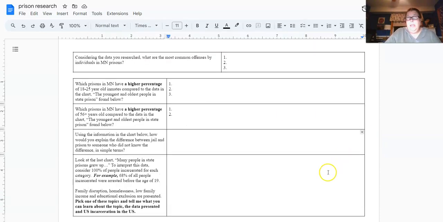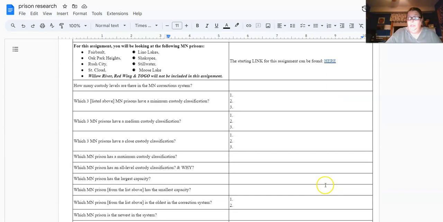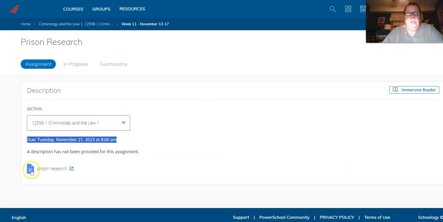It's not a tough assignment. It's just one that's going to take you different parts and time to do. So, good luck. And remember, this is due on Tuesday, November 21st by 8 a.m. It is worth 50 points.